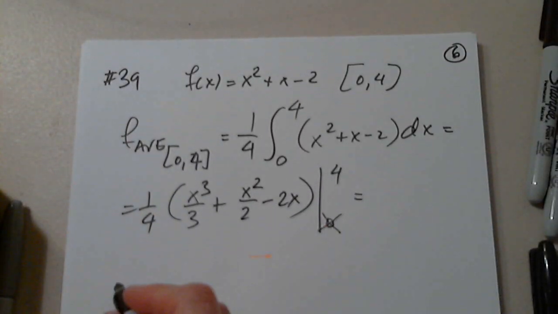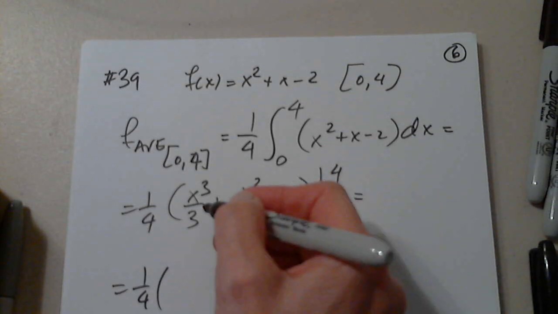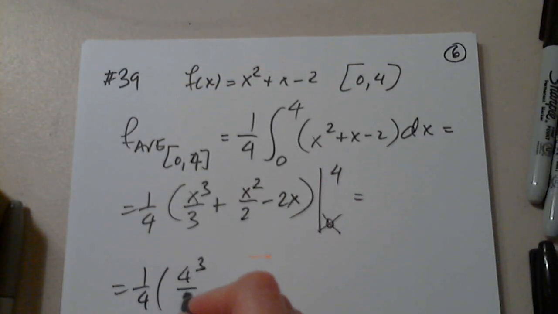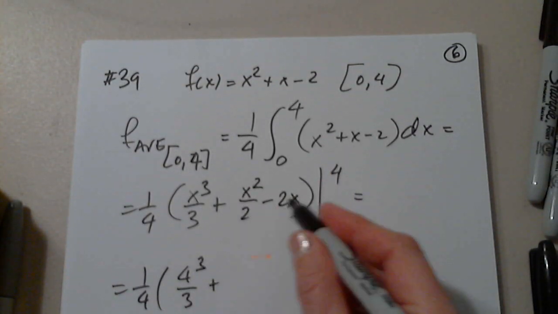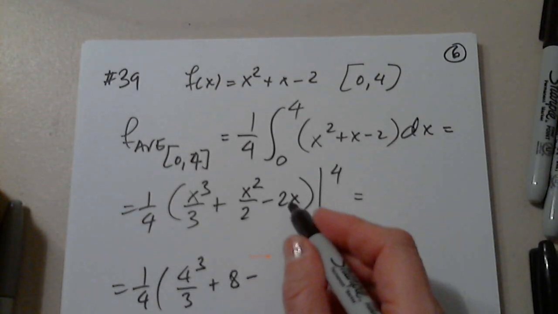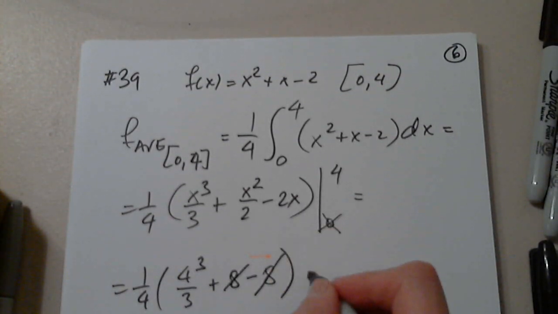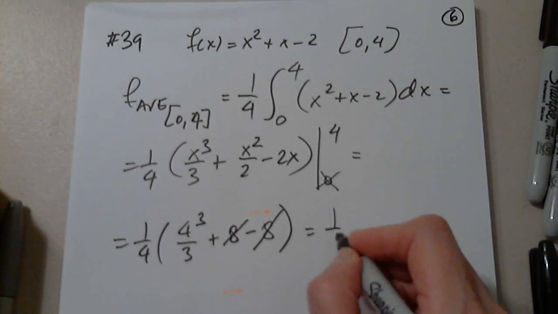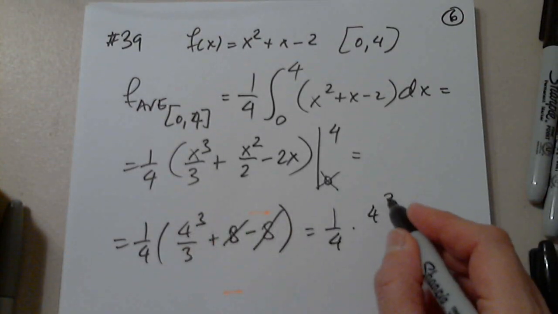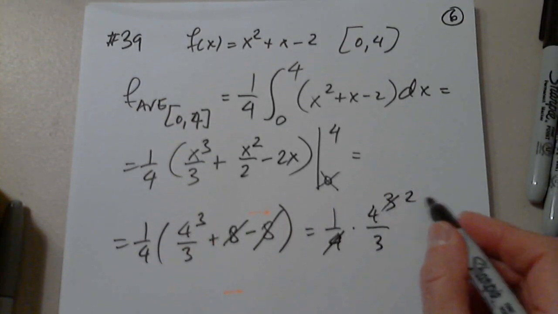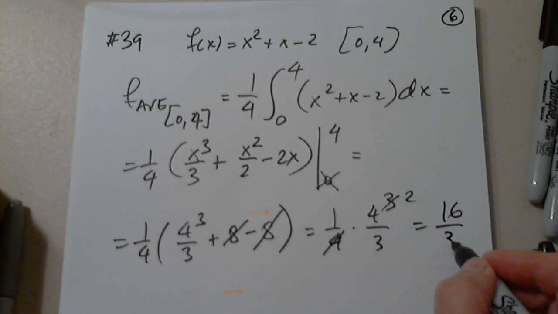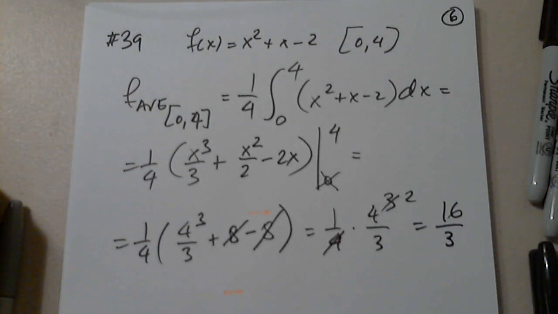Very good. So then I have 1/4, and I will only plug in 4. 4 to the third over 3 plus 16 divided by 2 minus 4 times 2. Luckily, this is done. So this is 4 to the third over 3. I will simplify one of these, and I have 16 over 3. Yes, you can always go back and check.